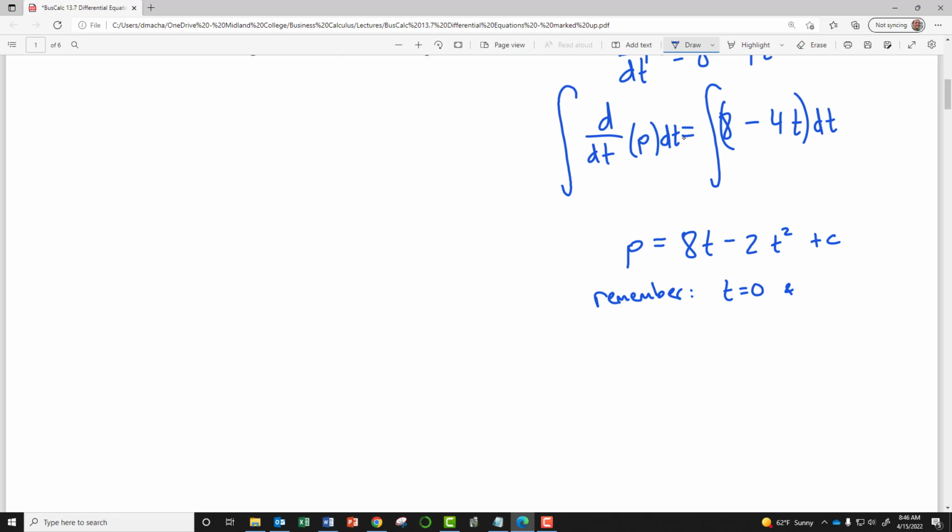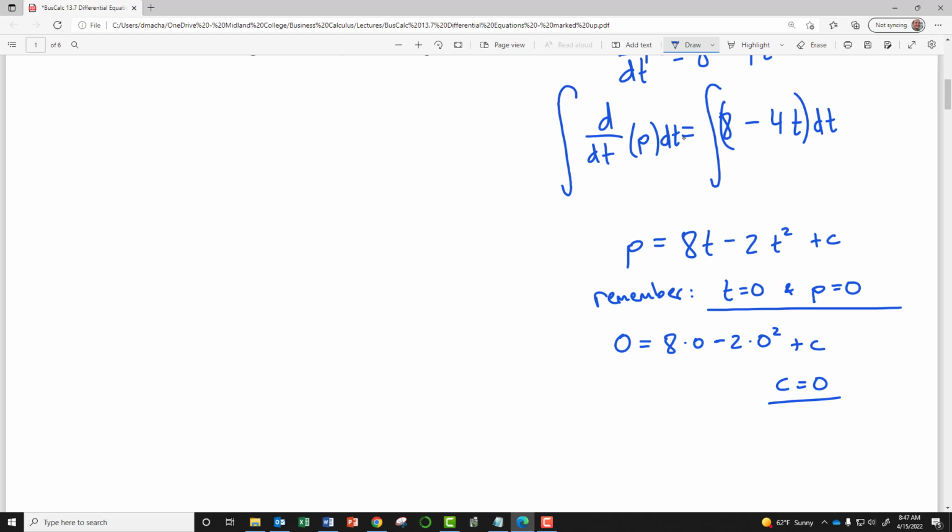And at time t equal to 0 at the start of the race, that would mean that my distance from the starting line is also 0, because you should be at the starting line at the start of the race. So if I plug in t equals 0 and p equals 0 into my solution here, I'll have 0 equals 8 times 0 minus 2 times 0 squared plus c. And so that tells me that c has to be 0.